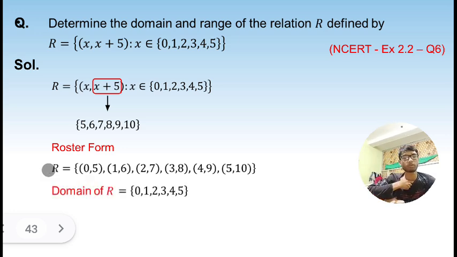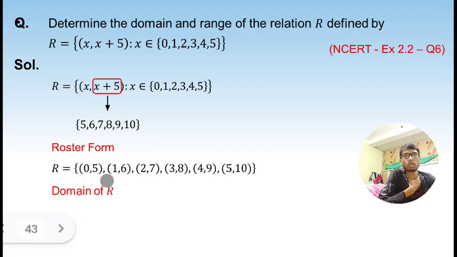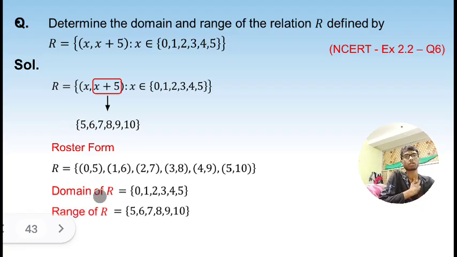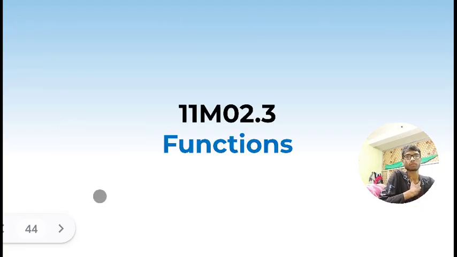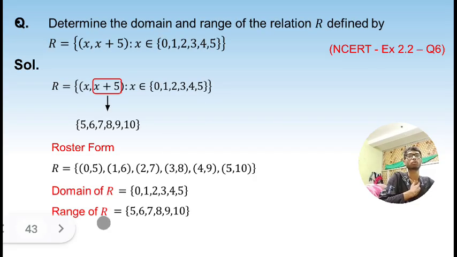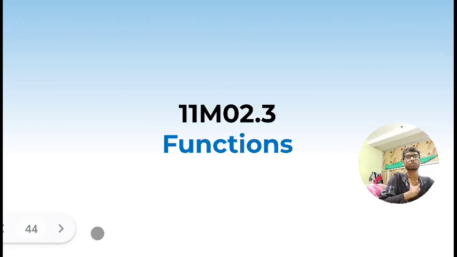Here domain would be what? This is a relation. So domain would be 0, 1, 2, 3, 4, 5. X values are the domain. And the rest are all the y values, the outputs of these x values. Here 5, 6, 7, 8, 9, 10. Codomain, same codomain. Here the codomain is equal to the range of a relation. Now we came to the function topic.